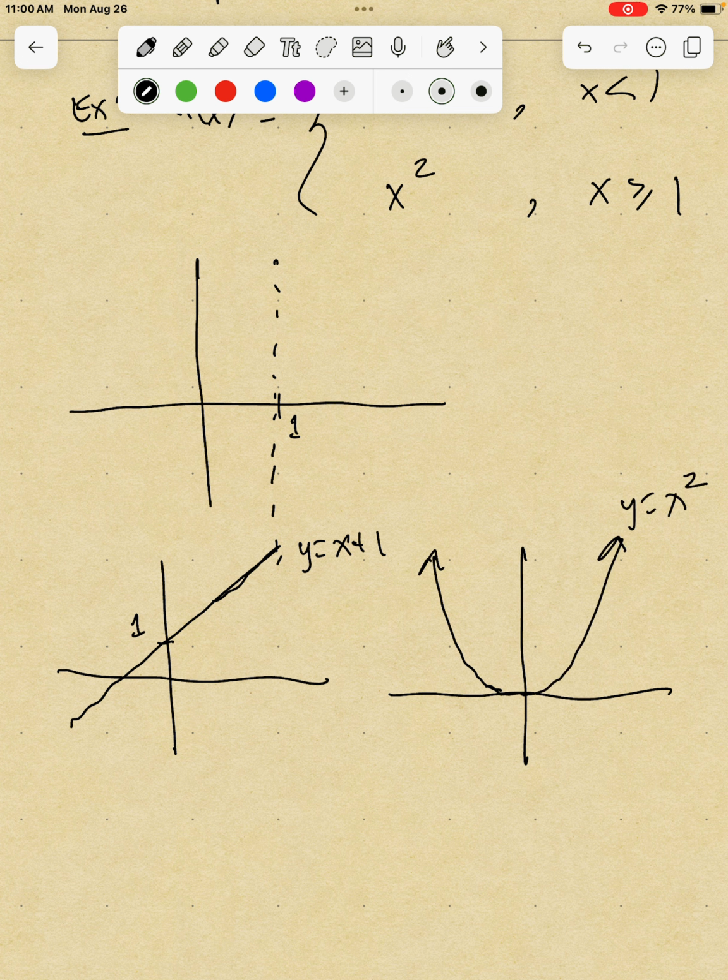Now what you want is the line when x is less than 1. So here's x equals 1. You want this part to the left of x equals 1. And to the right of 1, you want x squared, because f of x is defined to be x squared when x is greater than or equal to 1. So here's x equals 1, and you want this part to the right.